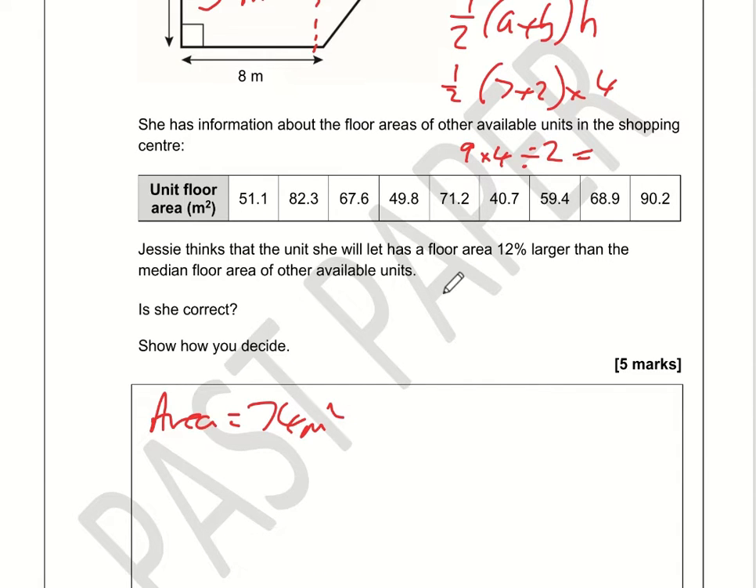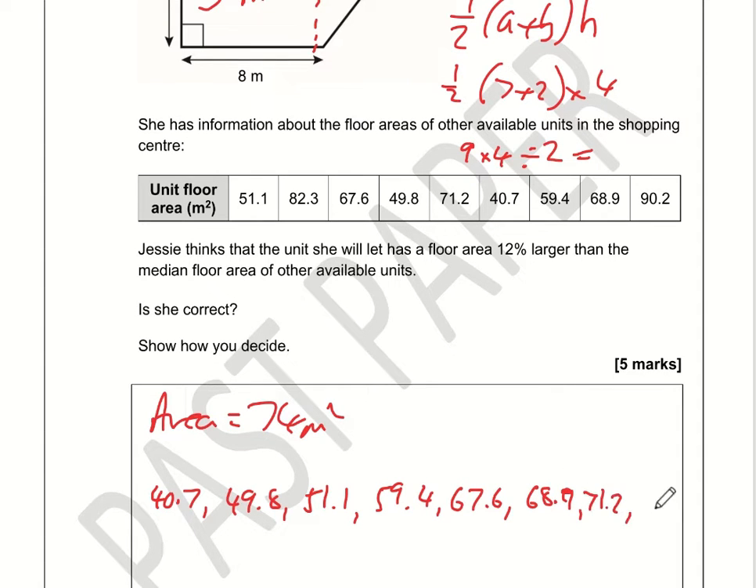So what I need to do now is work out the median of these values here. Now the median is the middle value when they are put in order. So if I put them in ascending order, I get 40.7, 49.8, 51.1, 59.4, 67.6, 68.9, 71.2, 82.3, and finally 90.2.